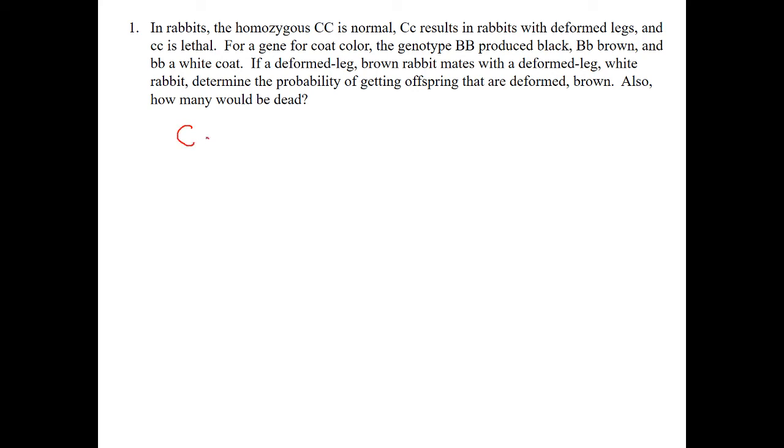Brown, brown rabbit. Yeah, brown, going.